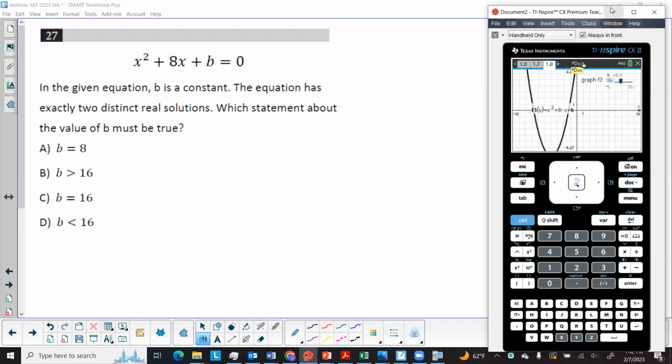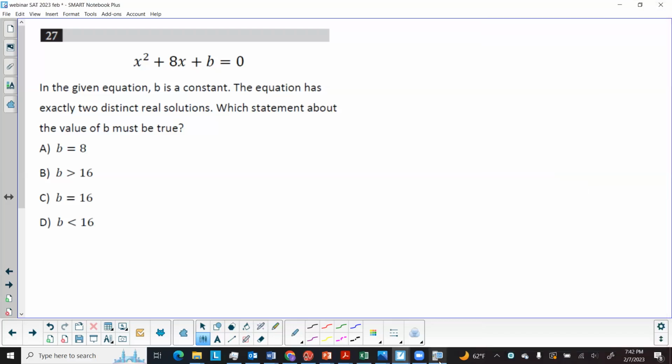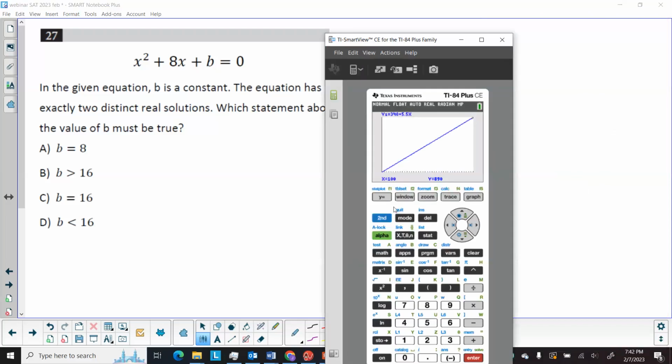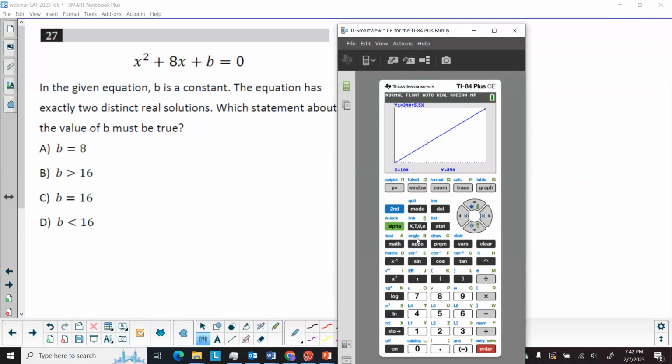On the 84, Tom, is there a way on the 84 to do this as well? The slider? Well, not a slider, but what could you use on the 84? Oh, I mean the Transformation app. Sure. You go Apps, Transformation. If you scroll up, you'll see that one.